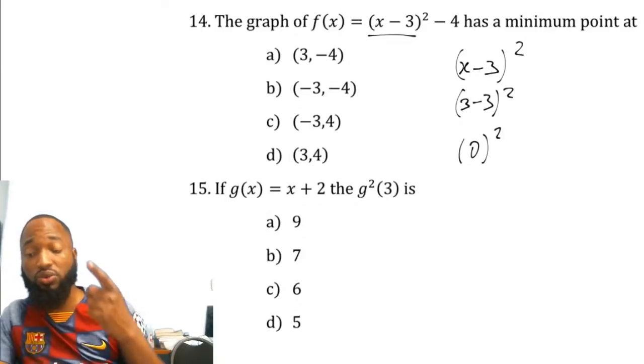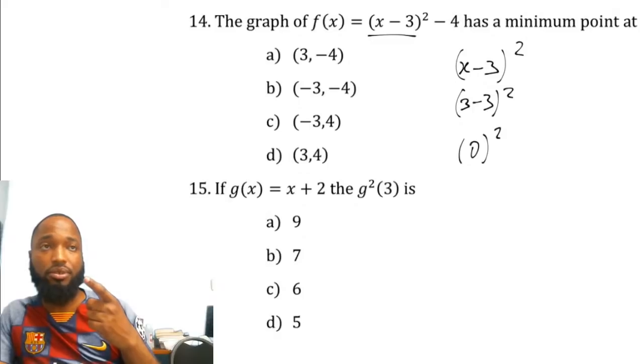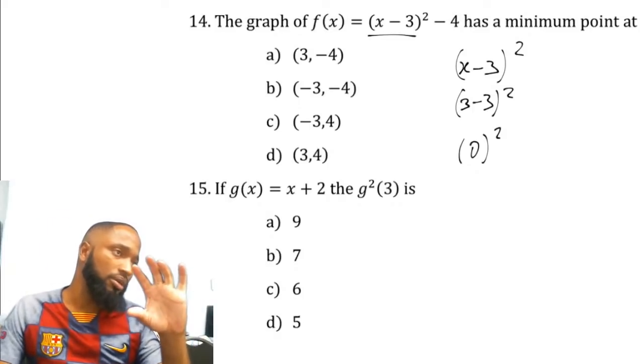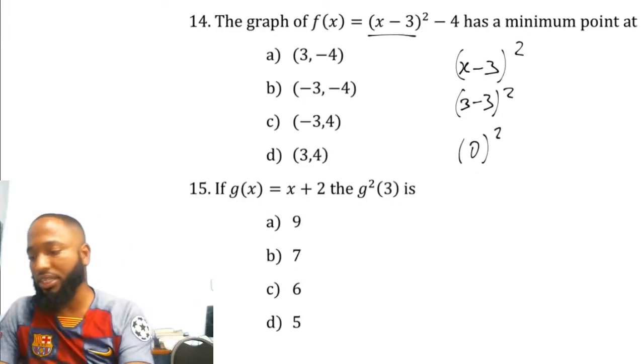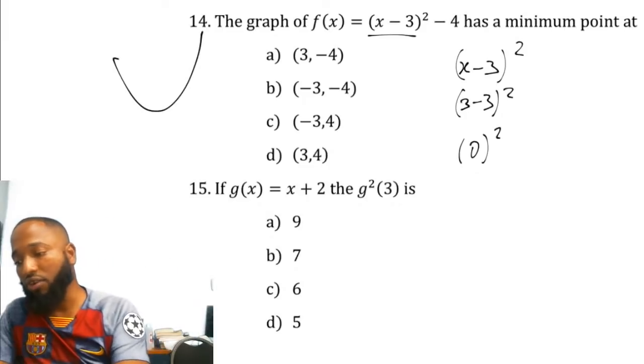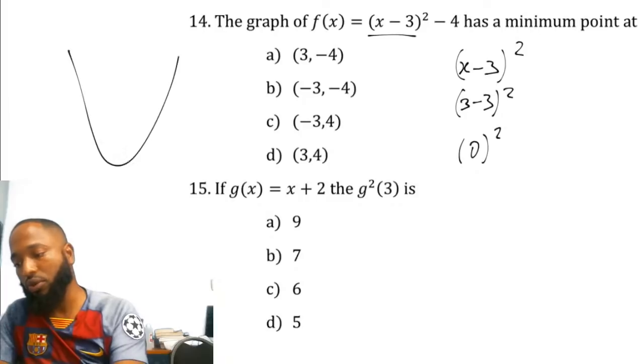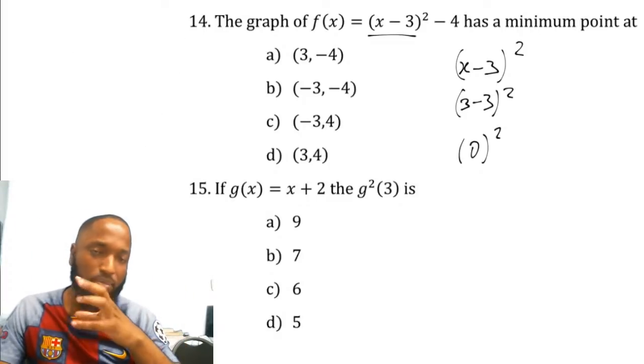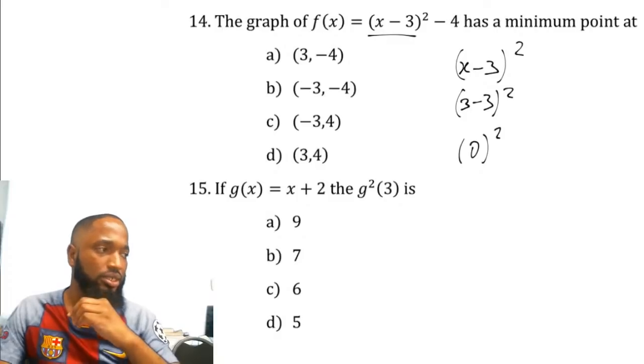Remember the coefficient of the x squared term: if it's positive, it's a minimum, meaning the graph goes like this. I have lots of videos on these topics, so you can always go back and check completing the square. This topic is under the completing the square umbrella, quadratics.